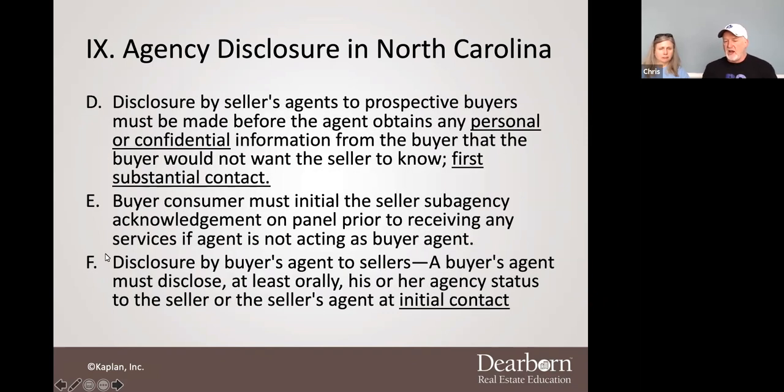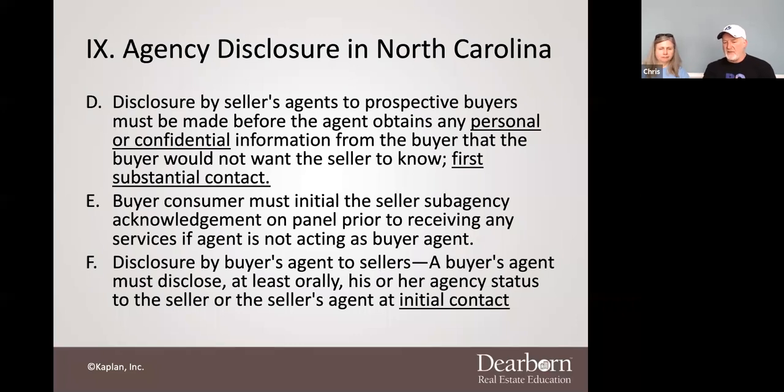We've already talked about this slide, so I'm going to skate through it fairly quickly. There are the words you used almost exactly, right? For sellers and prospective buyers, the moment that they get ready to turn over personal confidential information, that's first substantial contact. Feel good about that?